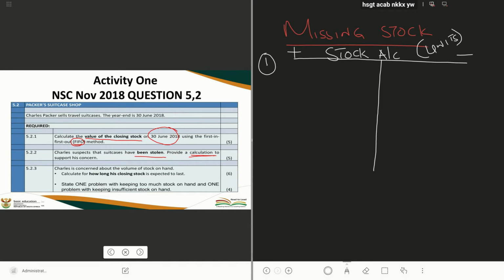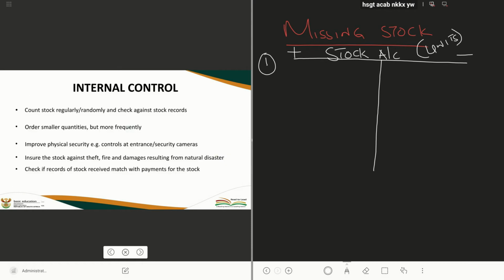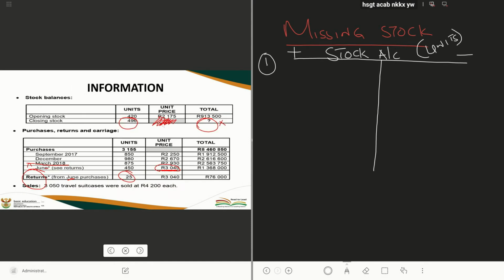Now, in our question, they told us nicely that we had opening stock, and the opening stock that we had was 420. So I'm just going to put OS here to indicate opening stock. And our opening stock is 420 units. Okay? Then we did buy some units. How many units did we purchase? The examiner made it nice and easy for us.